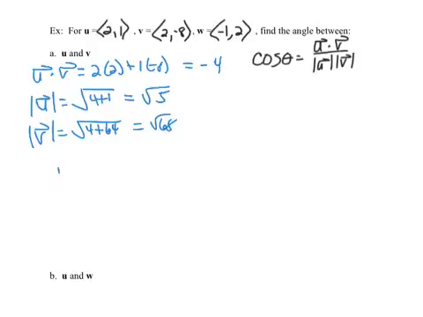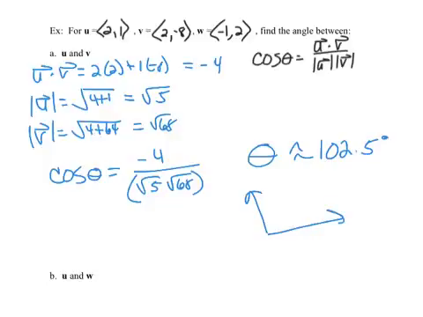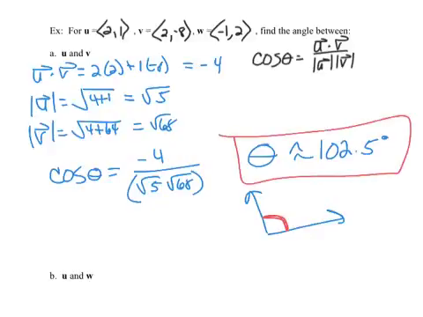So when I put this in, I have the cosine of theta is equal to negative 4 over the product of radical 5 times radical 68. You can put all that in your calculator, or it's negative 4 over radical 340, and you end up with theta is approximately 102.5. So the angle in between the vectors is always going to be the smaller angle. If I have two vectors, we are always finding this one, because that's the one your calculator will find. So in this case, it's 102.5.